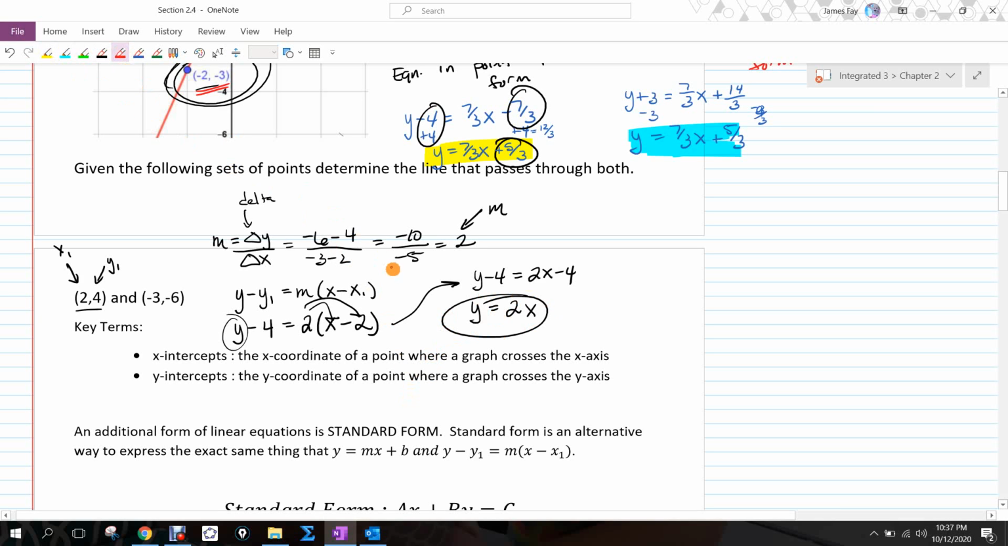How can I guarantee that that's true? I'll plug in these values. If x is 2, does it give you y to be that 4? If I plug in x to be negative 3, does it give you y to be that negative 6? So this is indeed a rule that is allowing these points to show up in that relationship to one another.